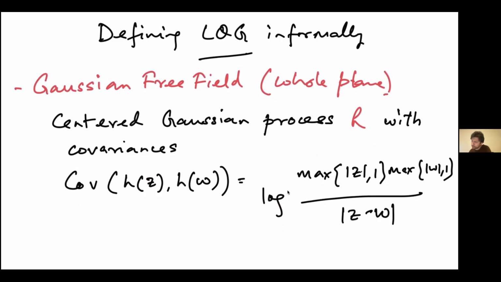You don't have to look too closely at that, but you see that the log appears, which is not surprising because that's what the Green's function is on R2. And you have this distance z minus w, and then you have something in the numerator, and this might look a bit strange, and the reason will become a bit clearer in the next slide. Okay, so it's a centered Gaussian process on the whole plane.